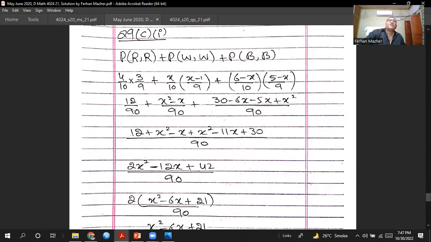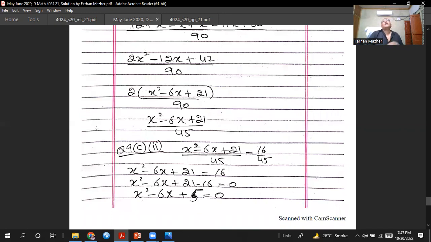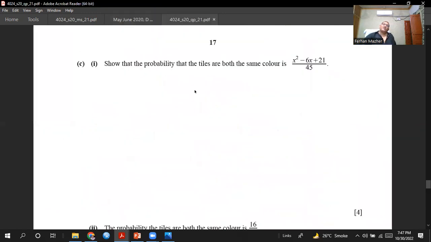So it will be 12 by 90 plus x squared minus x by 90, plus 30 minus x minus 5x plus x squared divided by 90. Because all of their denominators are 90, you can write a single fraction. So it will become 12 plus x squared minus x plus x squared minus 11x plus 30, the whole thing divided by 90. So you will have 2x squared minus 12x plus 42 divided by 90. Take the 2 common from the numerator, and that 2 will cancel with the 90. So you are left with x squared minus 6x plus 21 divided by 45. And that is what you were supposed to show.